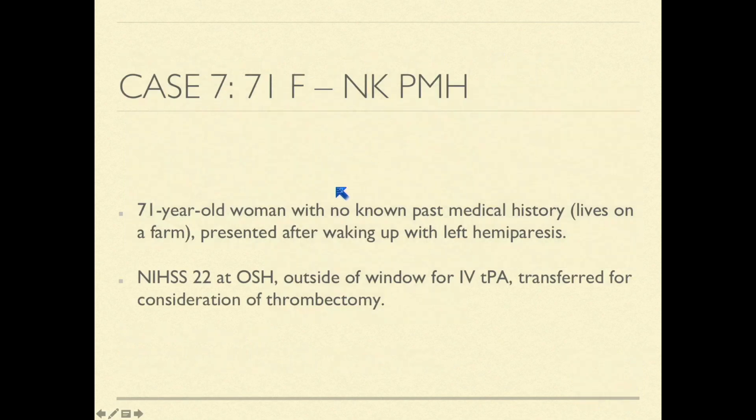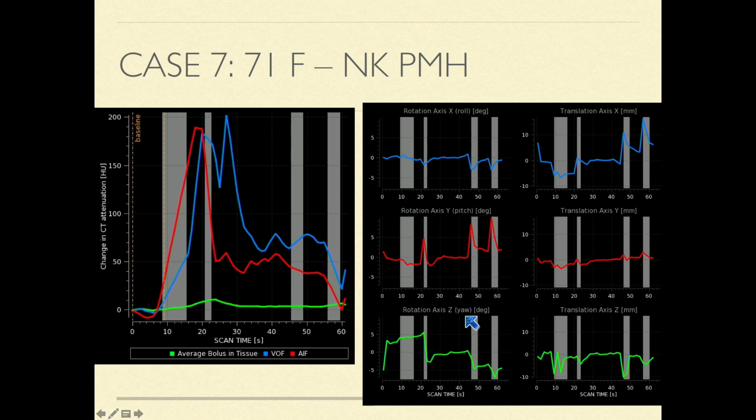A 71-year-old with no known past medical history. She actually lives on a farm and presented after waking up with left hemiparesis. She presented to an outside hospital with an NIH scale of 22. She was outside of the window for IV tPA. She was transferred to our institution for thrombectomy.